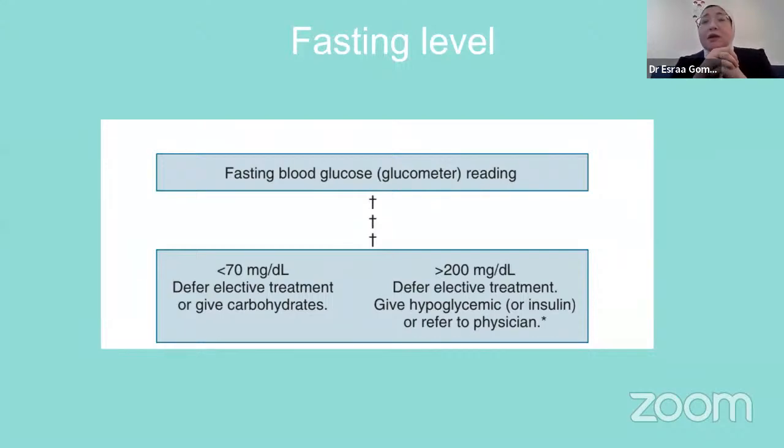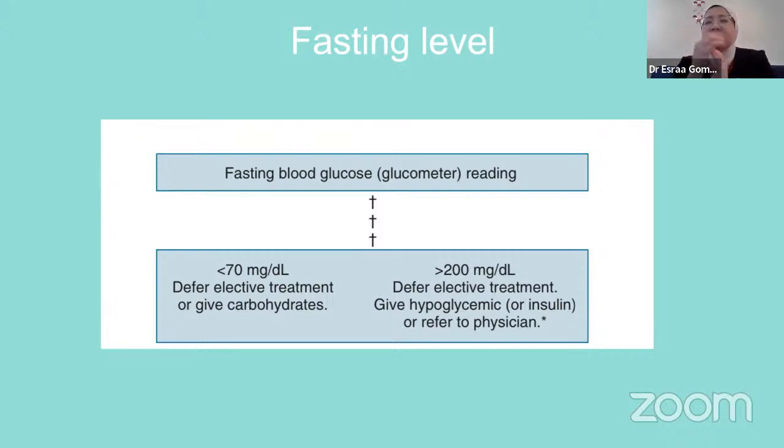According to the American protocols and the Little and Falace reference, there are two important numbers: less than 70 or higher than 200 milligram per deciliter. What do you mean by that? Between these is the range where we can treat the patient with any elective treatment. If less than 70, please defer any elective treatment. This patient is very risky. And higher than 200 milligram per deciliter, please defer any elective treatment. We treat only emergencies in this range.